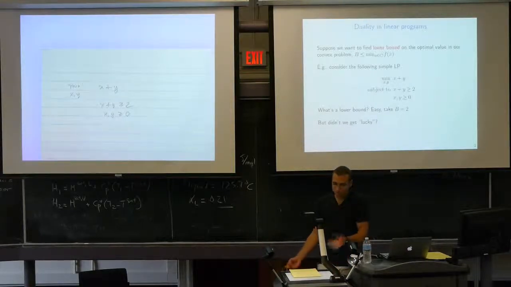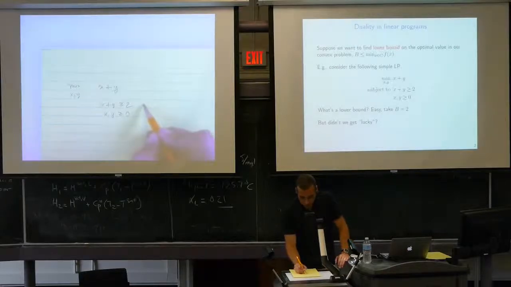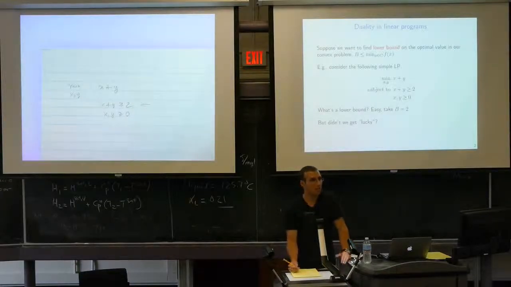2, right? So we didn't have to do anything. It was kind of silly. One of the constraints just gave us that the optimal value is lower bounded by 2. No matter how we try to solve this, we know it has to be the case because it's written into the constraint set. So that was kind of easy.